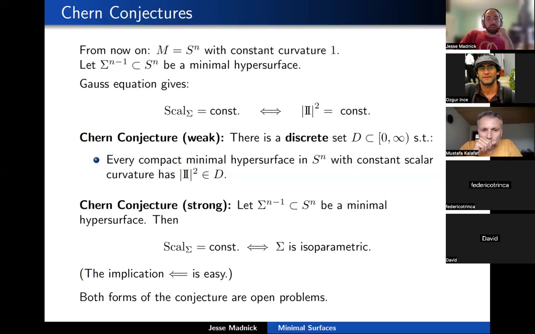Is it the case that a compact minimal hypersurface in round spheres with constant scalar curvature is necessarily isoparametric? Right? Are the isoparametric hypersurfaces the only ones with constant scalar curvature? Okay, note that isoparametric hypersurfaces do have constant scalar curvature. The hard part is the converse. Okay, so both of these are open problems. Various special cases have been checked. I think this is known when n is 4, for example, but as far as I know, this is still open even when n is 5.